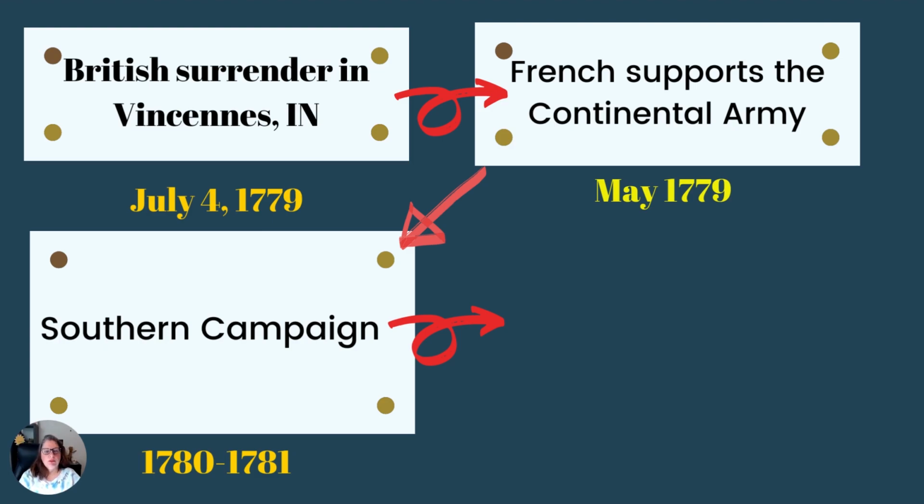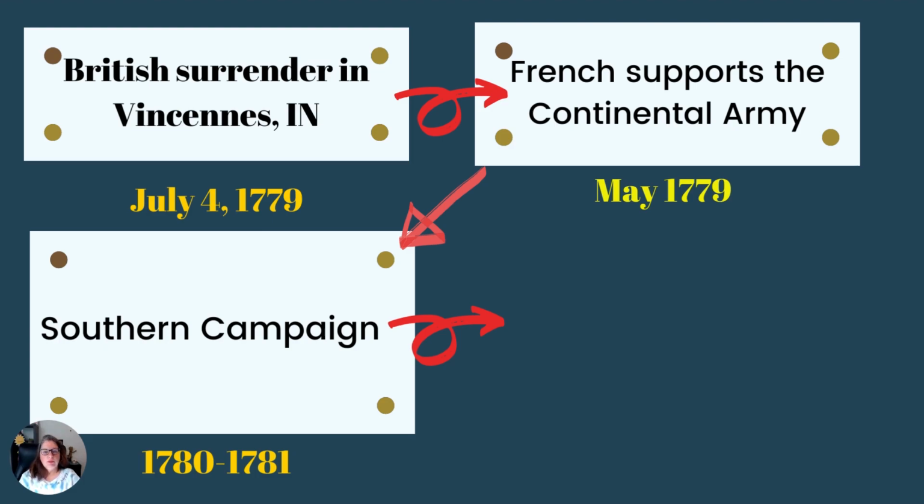And then we talk about what happened out west with the British surrender in Vincennes, Indiana, which was a huge victory for that Western territory, right? The French arrive in 1779. Rochambeau coming with ships and soldiers and silver, right?